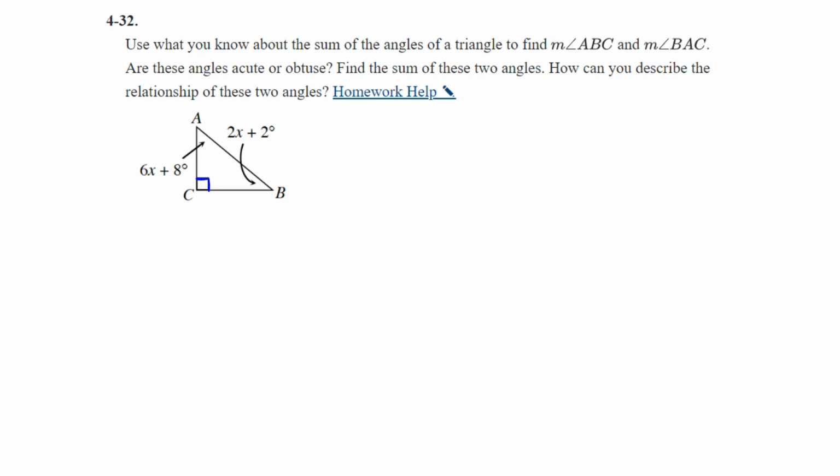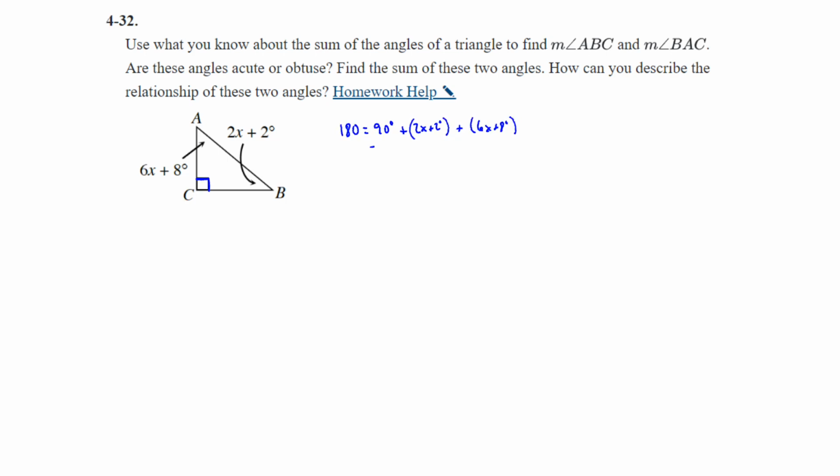So we know that the sum of the angles of a triangle add up to 180 degrees. So we know 180 is equal to the 90 degrees of the right angle plus the (2x plus 2). That's one of the angles. I'll put it in parentheses so you can see that. Plus the other angle, (6x plus 8) degrees. And we can solve that for x.